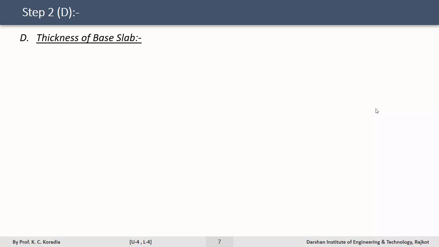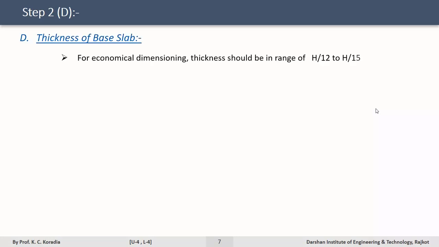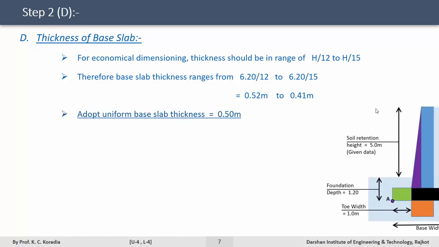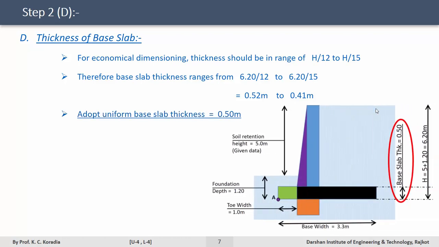Next step is to determine the thickness of base slab. For economical dimension, thickness should be in the range of 1/12 of its overall height to 1/15 of its overall height. Therefore, this range comes out to be between 0.52 meters to 0.41 meters. We will adopt a base slab thickness of 0.5 meter. This is also shown in the figure.